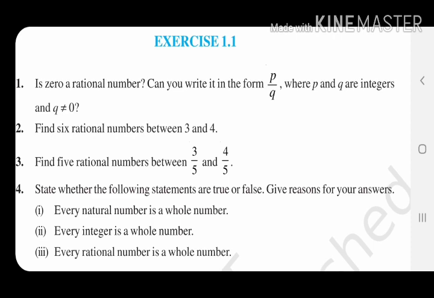So this is your first exercise. Question number 1 is already discussed. Question number 2, you may find it, then 3, then 4. Every natural number is a whole number, every integer is a whole number, every rational number is a whole number. Just keep in mind that natural number, whole number, integer, rational number, real number, left to right is always correct. But don't consider it irrational. There is another aspect: an irrational number is a real number.